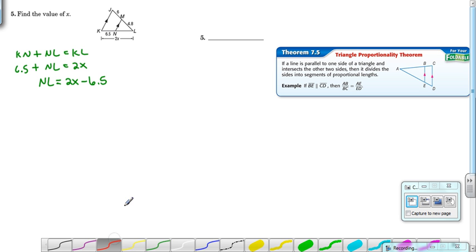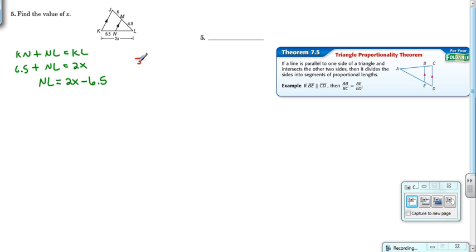So in this case, I know that I can compare JM to ML in the same way that I can compare KN to NL. So I know JM is 6, I know ML is 4.8, I know KN is 6.5, and then to get NL, I know by the segment addition postulate, KN plus NL equals KL. So I can figure out that NL is actually represented by 2x minus 6.5. And there's my proportion that I have to solve.